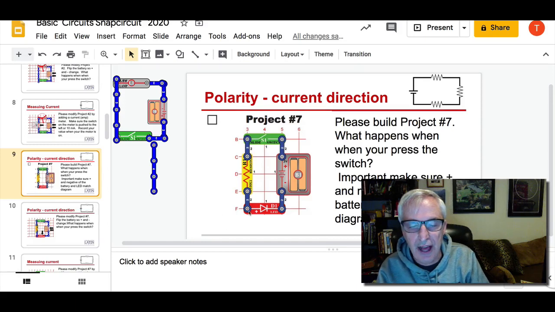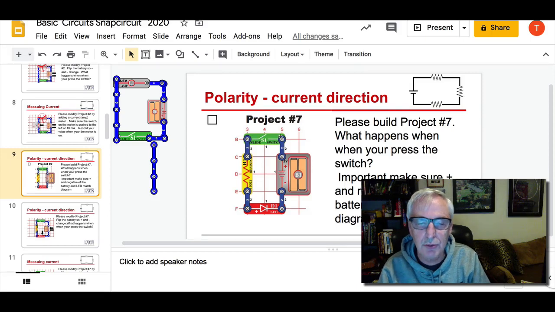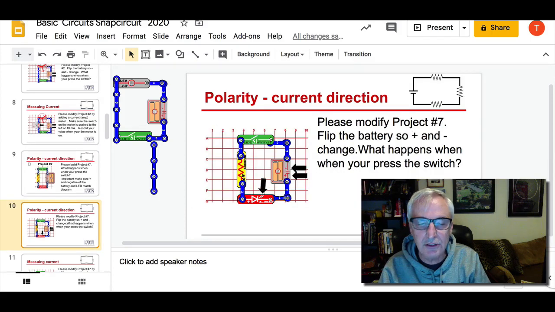Final thing, let's do the LED. Note it's really important. The positive on the end of this LED connects to the positive side of the battery, the negative to the negative. Go ahead, turn that switch on, the switch we moved up there. Now you've done that, you're going to do just what we've been doing. We'll flip the batteries. So now the positive side of the batteries goes to the negative side of this LED, and the negative side of the batteries goes to the positive side of the LED. What happens when you press the switch?